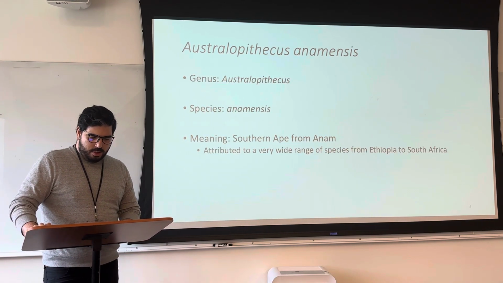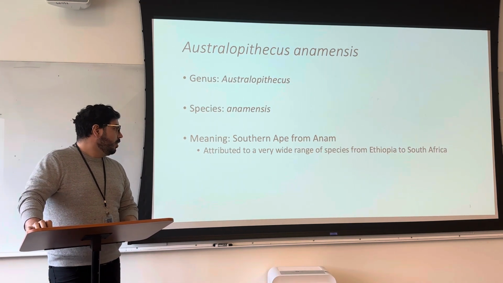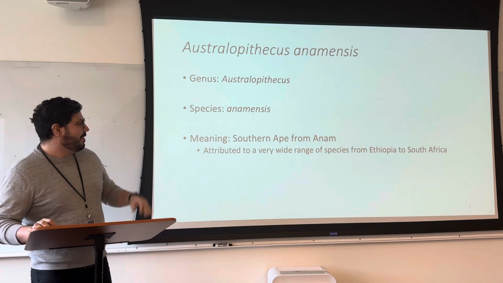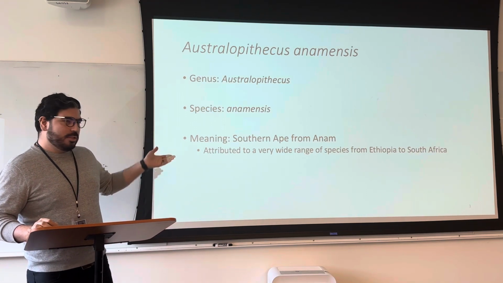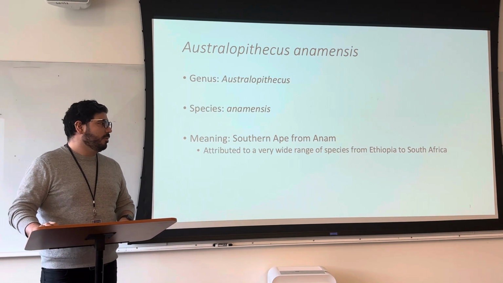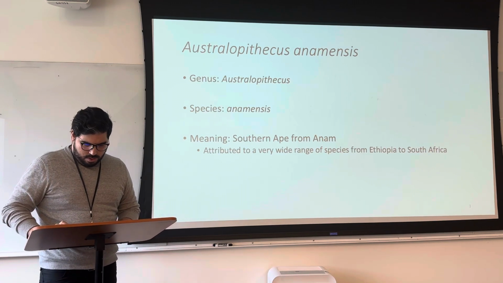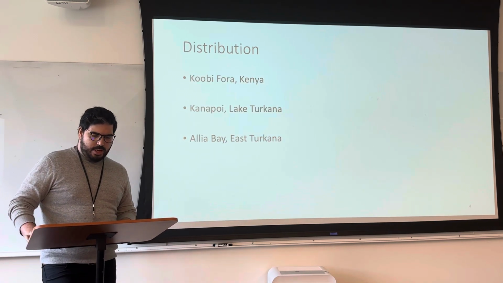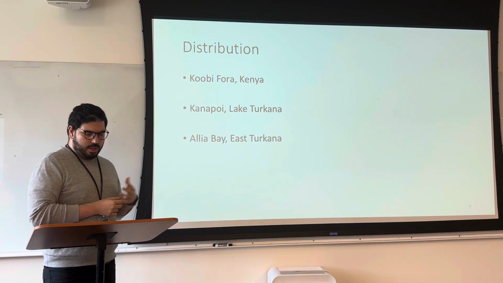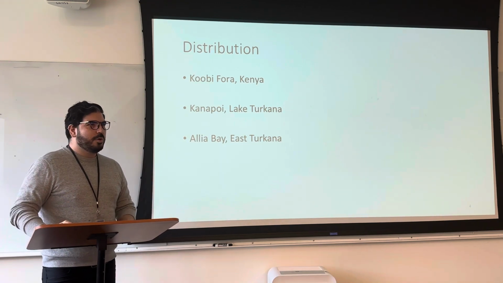So we will start with the genus, which is Australopithecus, and the species name, anamensis. Following the conventional naming, Australopithecus means southern ape, and anam is the local word for lake, so anamensis. This is attributed to a very wide range of species that we have from Ethiopia to South Africa. The distribution that we have here, though, is Kanapoi in Kenya. We have it in Lake Turkana, in East Turkana. I think you guys have to write these ones down.